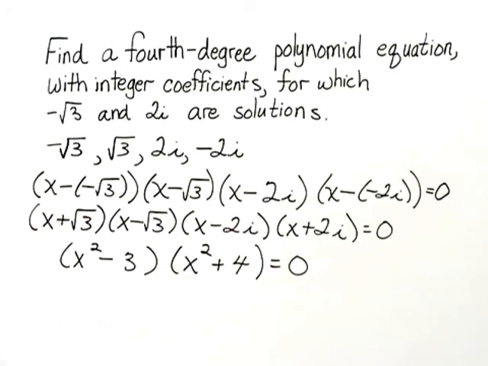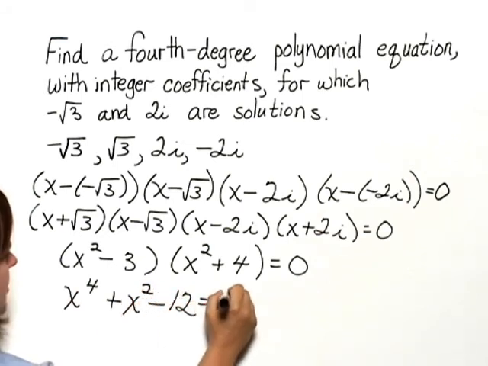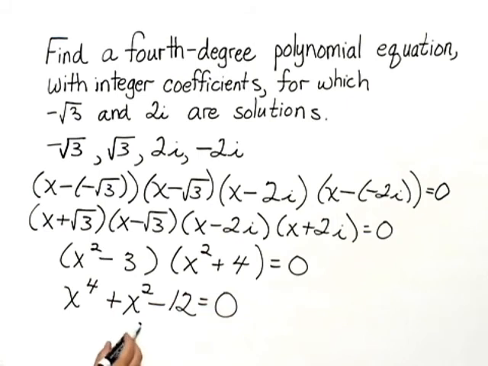And then when we multiply these two binomials, we get the trinomial x to the 4th plus x squared minus 12 equals 0. And this is a fourth degree polynomial with integer coefficients for which negative square root of 3 and 2i are solutions.